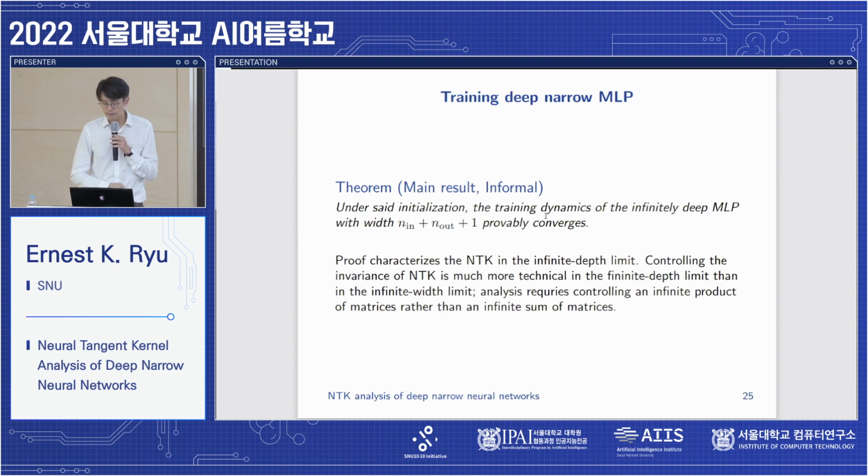That difference bears a key technical challenge: controlling the invariance of the NTK is much more technical in this infinite depth limit, because our analysis requires controlling an infinite product of matrices rather than an infinite sum of matrices. If you have an infinite sum of random things, then you can control it theoretically by using the law of large numbers or the central limit theorem, and that's how it's done in the prior NTK analyses. But for us, we don't have an infinite sum of random things. We have an infinite product of random things, and infinite products of random matrices are a much more tricky thing to control.